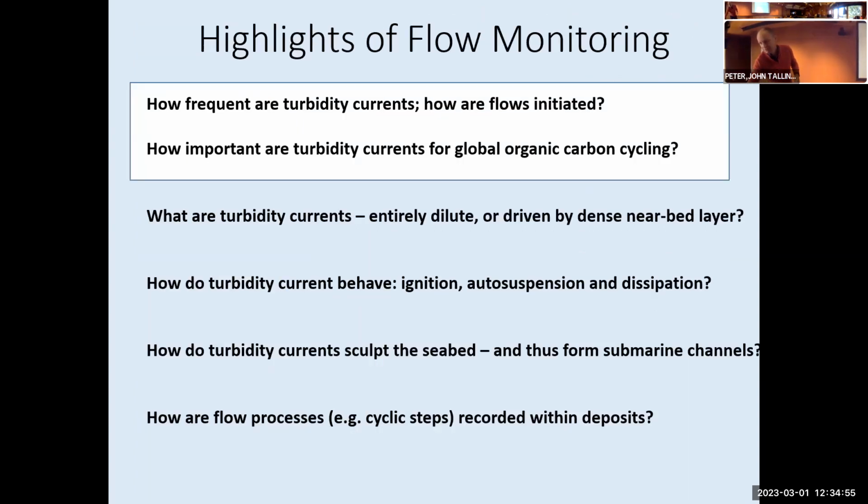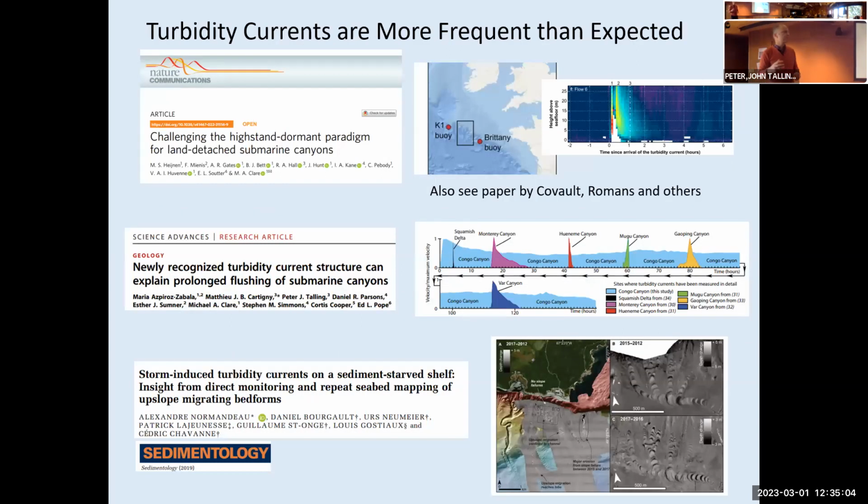So that was how many flows you get and how they're initiated. Okay, so that was the Congo Canyon story and how flows behave. One of the other things that we've seen, so I'm now going to switch for just a few minutes, and if there are other questions, just stop me.